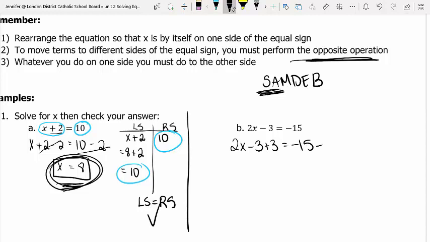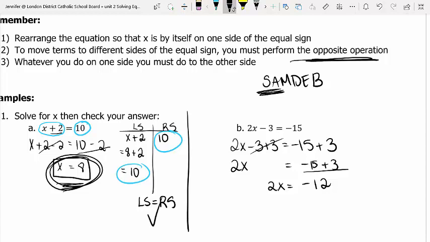And we must do it to both sides. That's just one of our rules. Now let's simplify this. So these guys cancel out. And now we can simplify this side as well. So we're getting a little bit simpler as we move on.